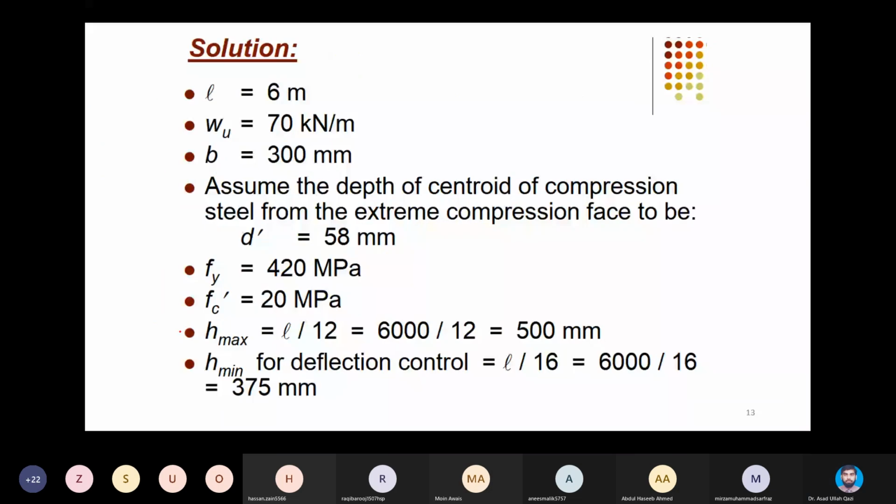Given data is span, load, width of the beam. Furthermore, the questioner is fixing the effective depth of the compression steel. I may say D prime for the compression steel. So it is not left to you to decide. Suppose it is fixed in the statement that the compression steel from the top compression fiber is at 58 millimeter. Actually, conditions for the compression steel are also the same. That minimum cover mandatory for the compression steel is also as per code 40 millimeter.